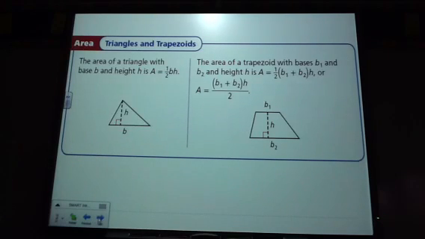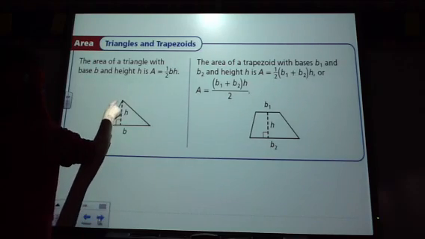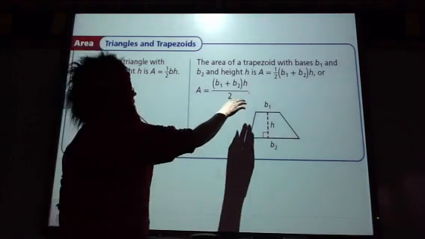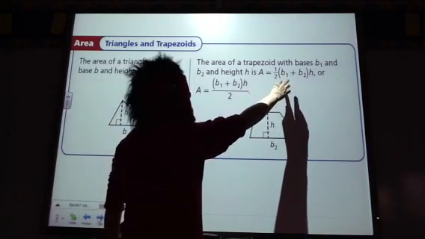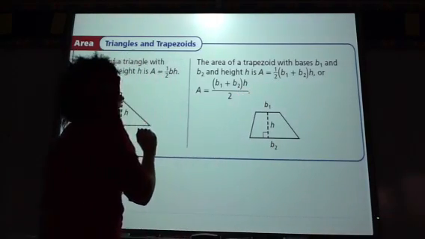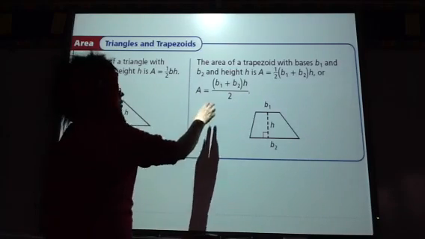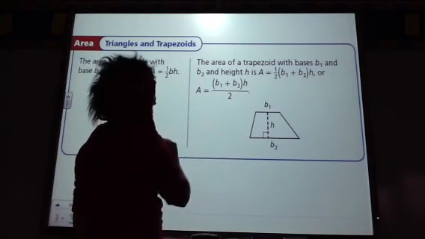Okay, now we're going to be dealing with triangles and trapezoids. Area formula for a triangle is half of your base times your height. And for a trapezoid, you're used to seeing half of your height multiplied by the sum of your 2 bases. Or you can do it as the sum of your 2 bases, order of operations. You add first, multiply by your height, and then divide by 2.